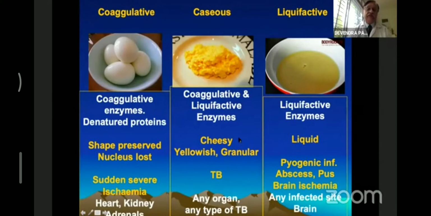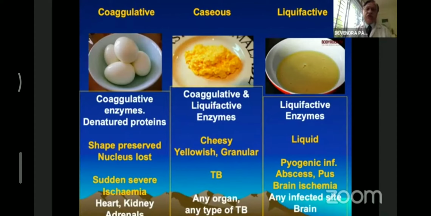Please remember that cheesy necrosis is seen in tuberculosis. Once you say that it's a caseous necrosis, we are giving the diagnosis of TB. Cheesy necrosis, the cheesy appearance, is seen only in the gross examination, not in the microscopic examination.